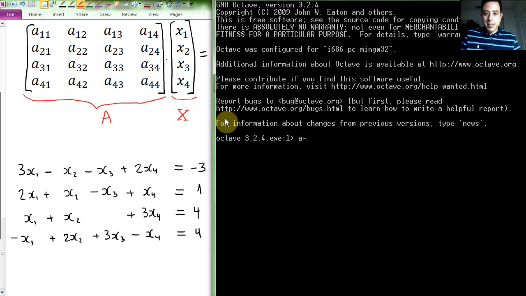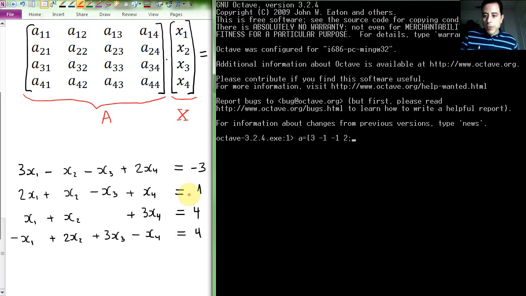Here is how we enter the matrix. The matrix A will have the entries 3, -1, -1, and 2. So that's the first row. You can simply use a single space to separate the entries. Octave will know that if you put a space, then it's a new entry. So that's the first row.